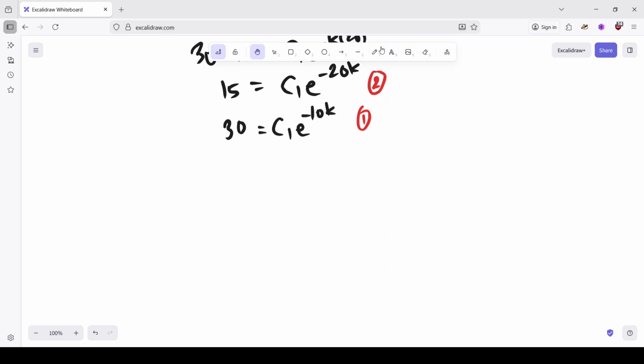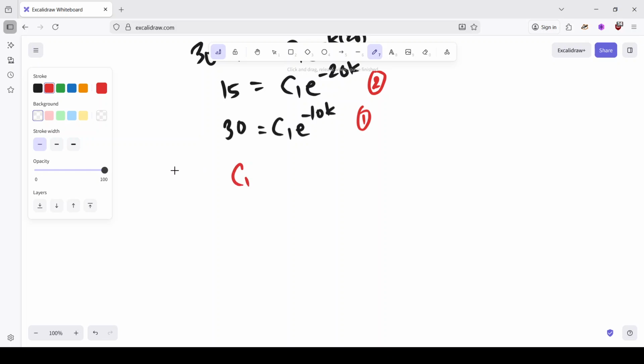Starting with equation number 1, let's simplify it and solve for C1. Let's transpose e raised to 10k to the other side, so 30 e raised to... so e raised to 10k transposes to the other side, and the exponent will be positive. So e raised to 10k. Let's substitute C1 into our second equation.